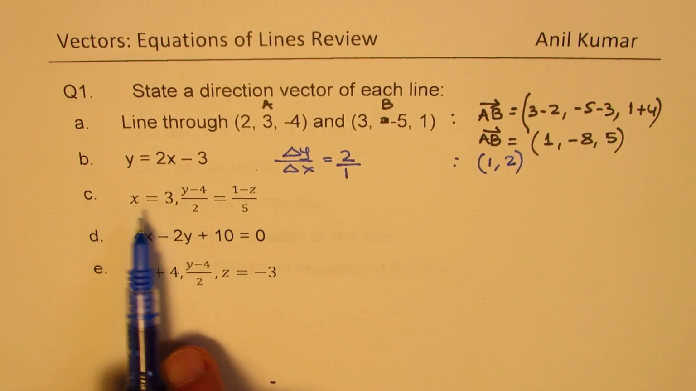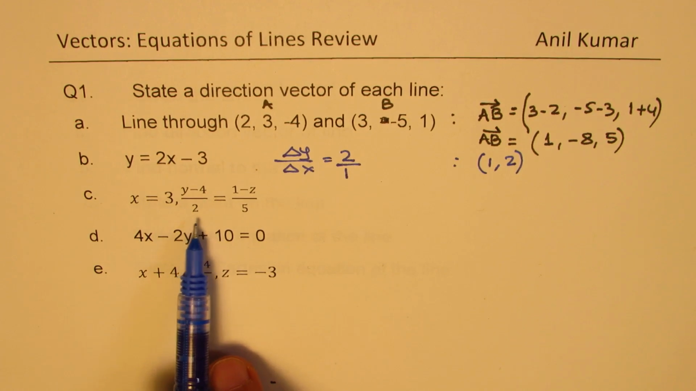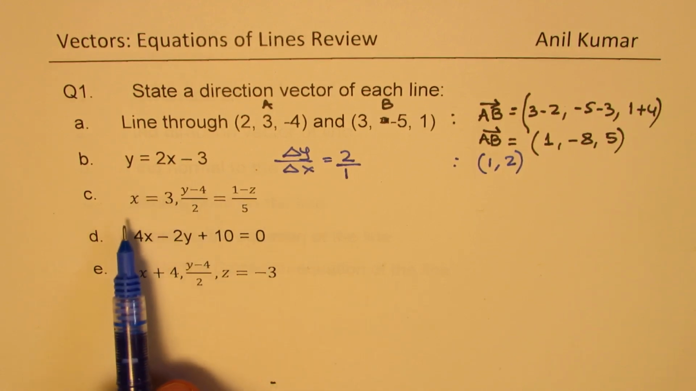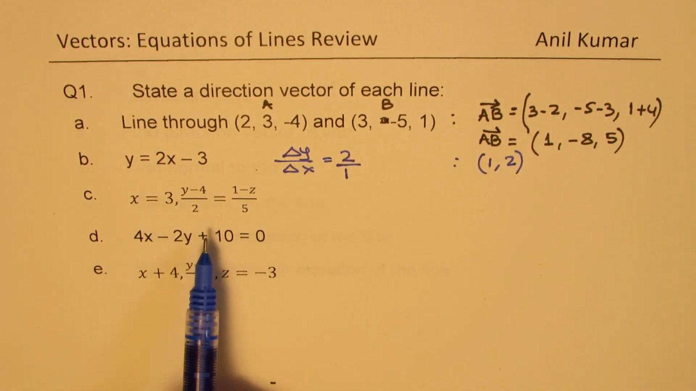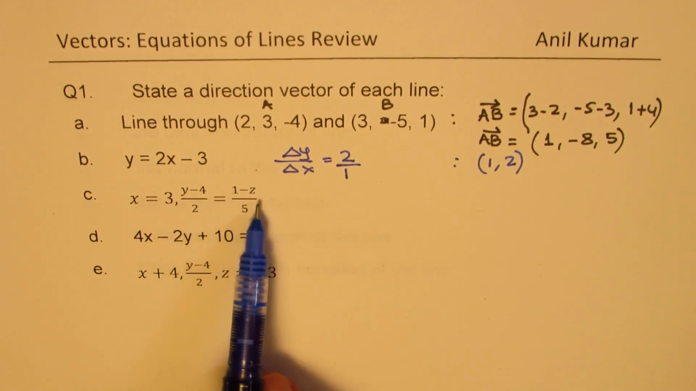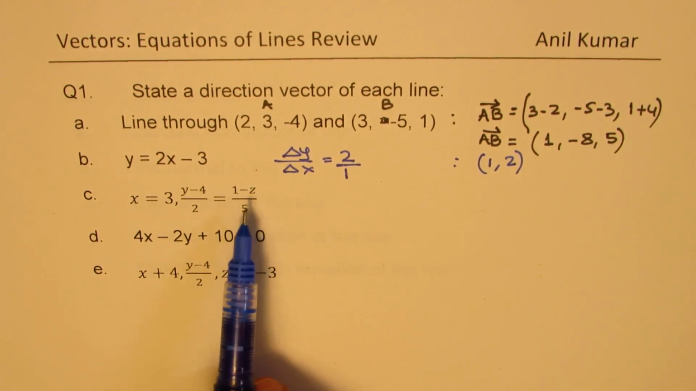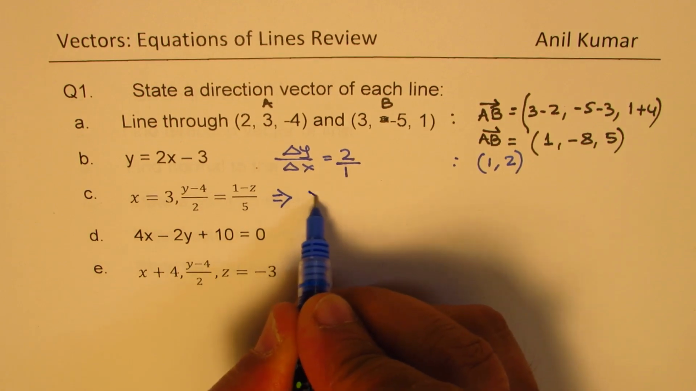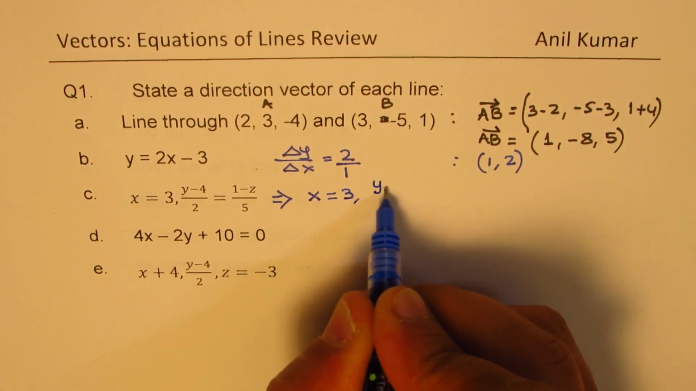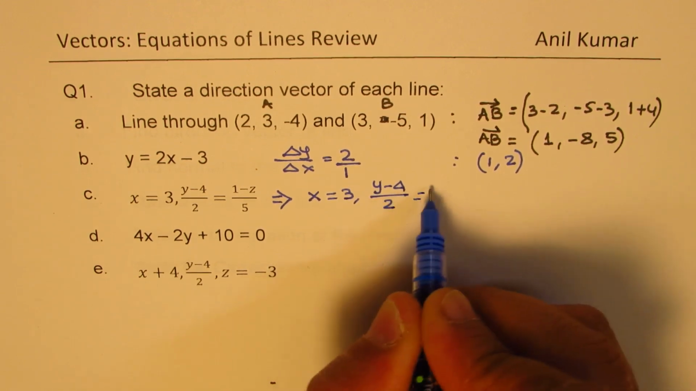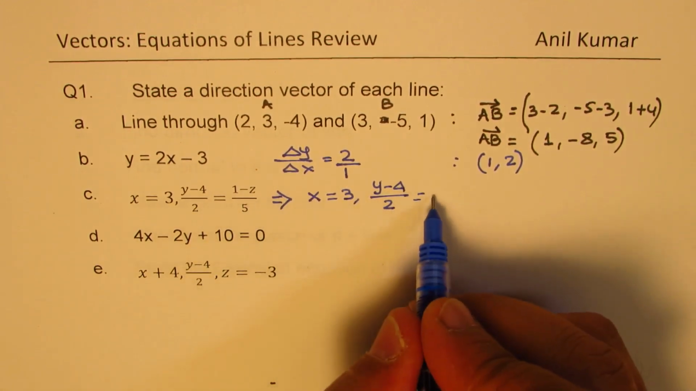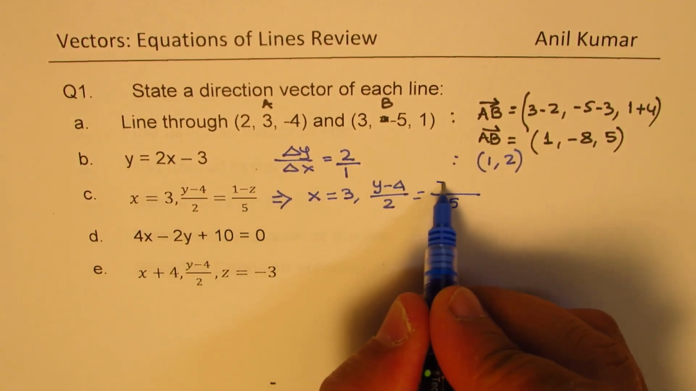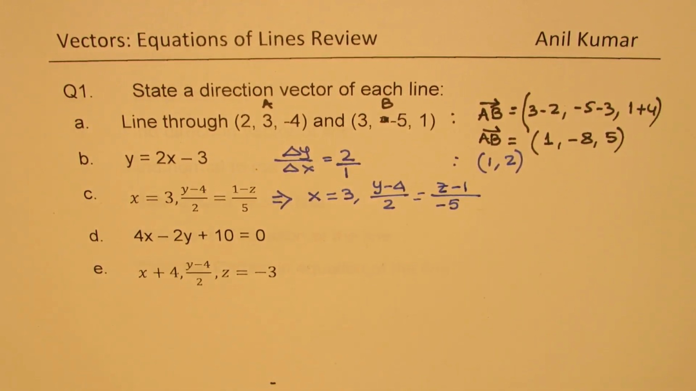C. x equals 3, (y minus 4) over 2 equals 1 minus z over 5. Now whenever we are given the equation of a line in symmetric form, we have to modify the last term. It should have been z minus something. So we could rearrange, and this really implies we could write this as x equals 3, (y minus 4) over 2 equals, we can write this negative for the direction, so it becomes z minus 1. You get the idea.